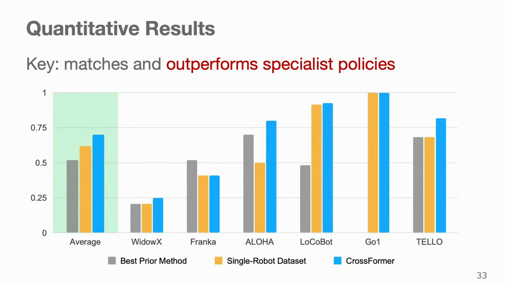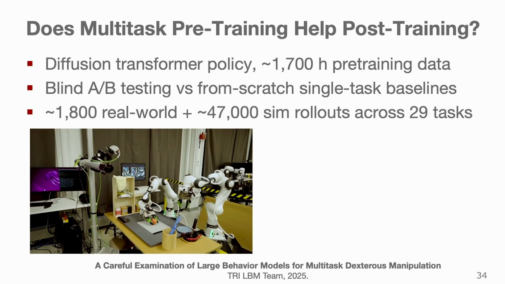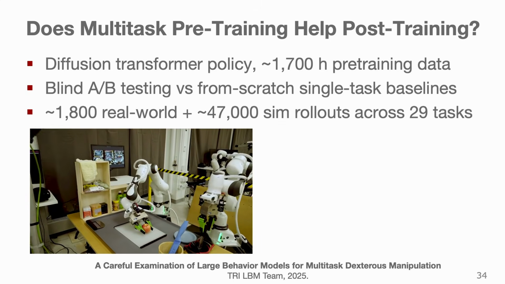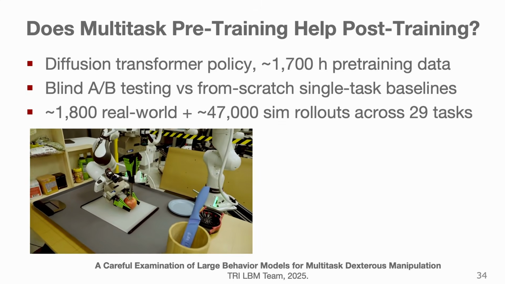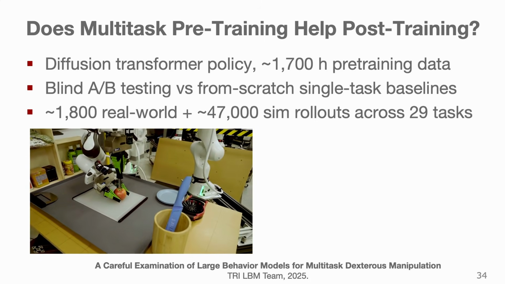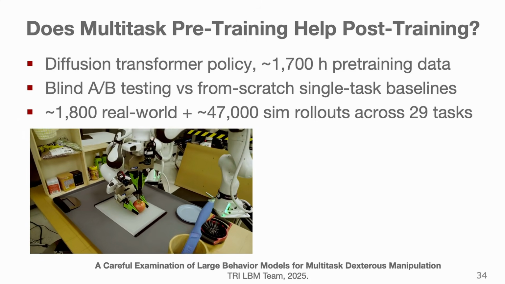And regarding quantitative results, we also found that this kind of cross-embodied policy model matched or outperformed specialist policies that were tailored for specific embodiments. All right, so CrossFormer tried to answer if a generalist policy could control multiple embodiments and outperform embodiment-specific specialist policies.